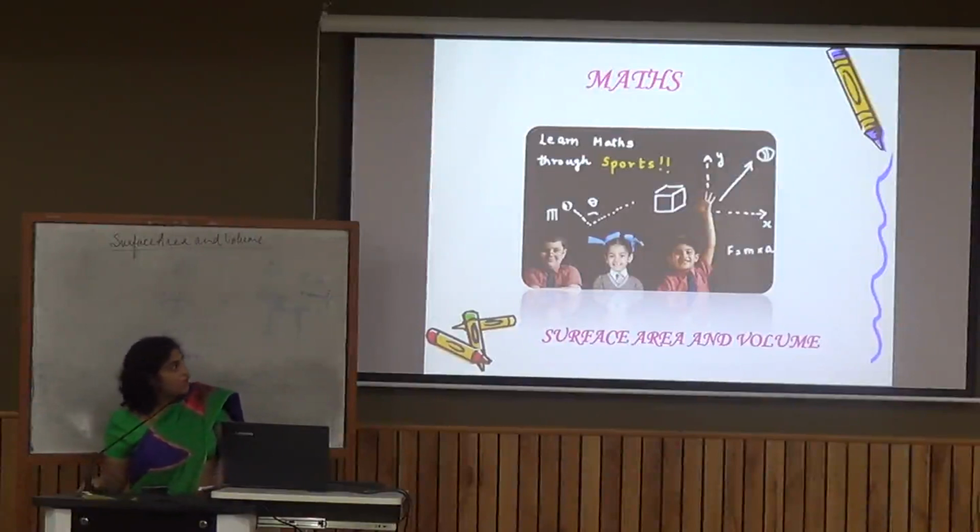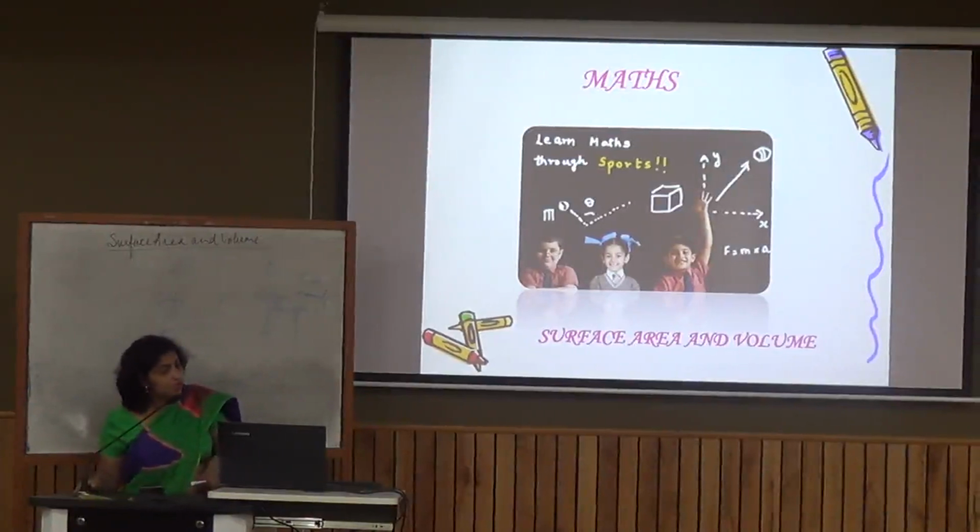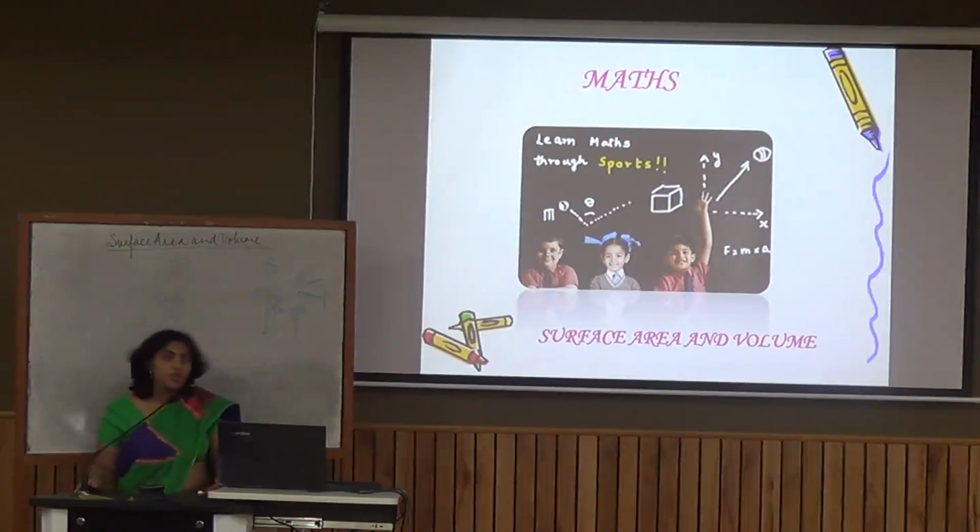We have already done this in class 9th also, where we had done the surface area and volume of cube. Then we had done for cuboid, cylinder, cone, sphere and hemisphere. Then what is new in class 10? Now we have done individually. What happens if we combine these shapes? So let's do for combining the shapes.